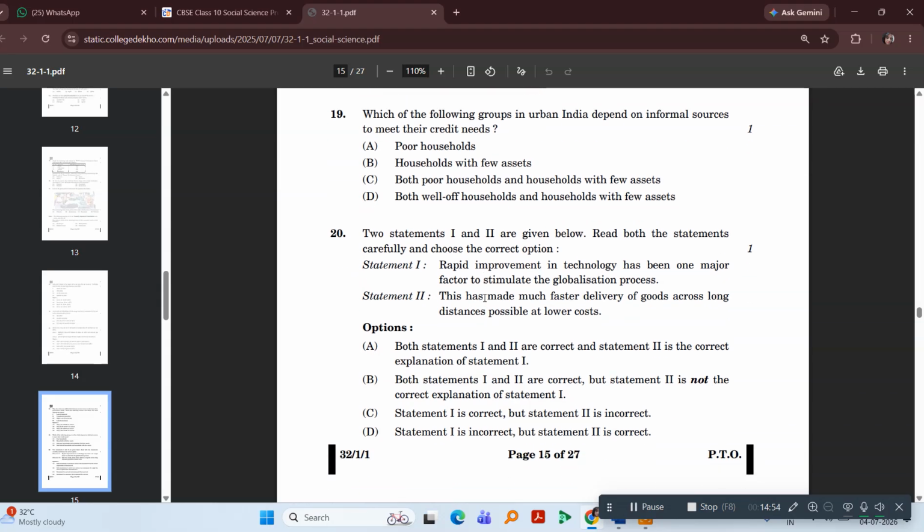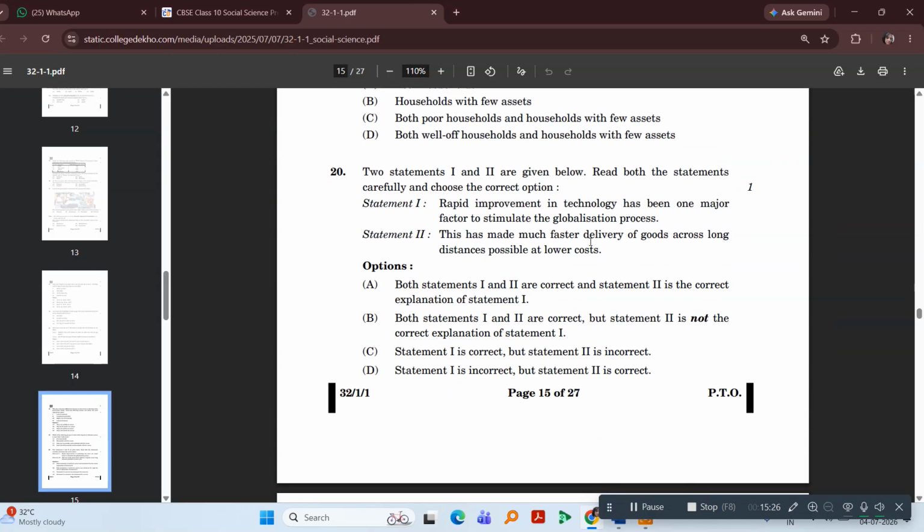20th question. The 20th question seems to be complicated, but it is not. Trust me. Two statements 1, 2 are given below. Read both statements carefully and choose the correct option. Statement 1. Rapid improvement in technology has been one major factor to stimulate the globalization process. Statement 2. This has made much faster delivery of goods across long distances possible at lower cost. What is the correct option?